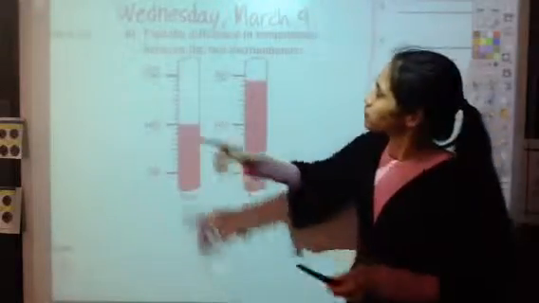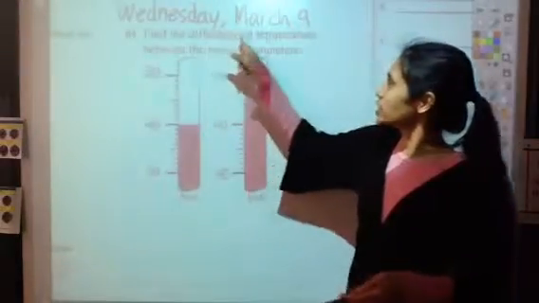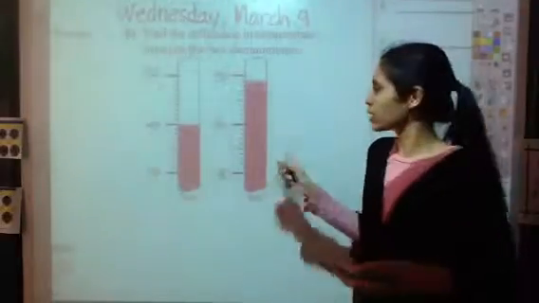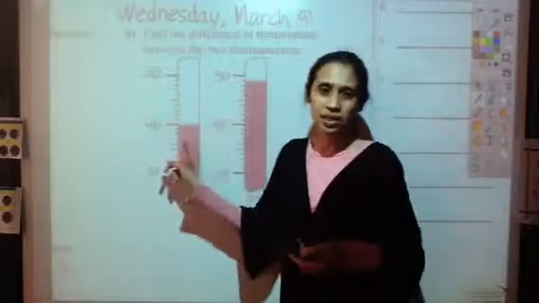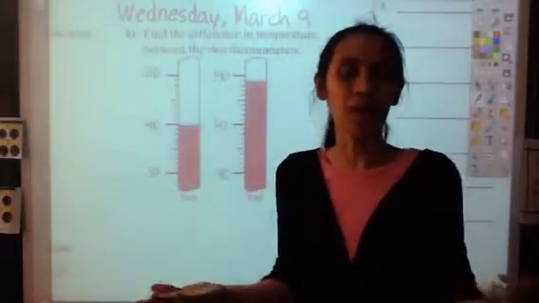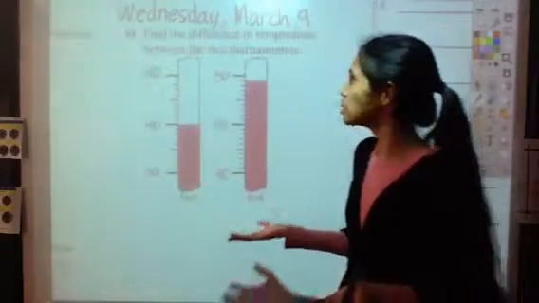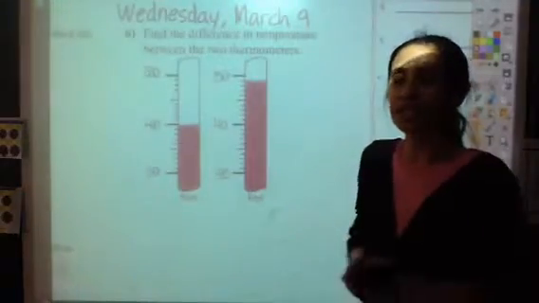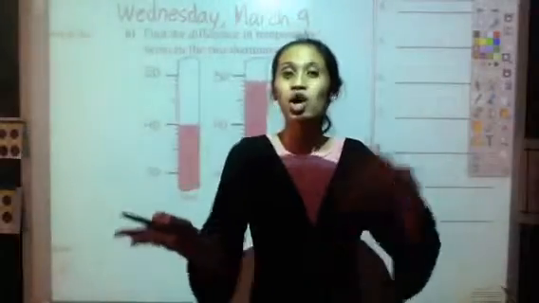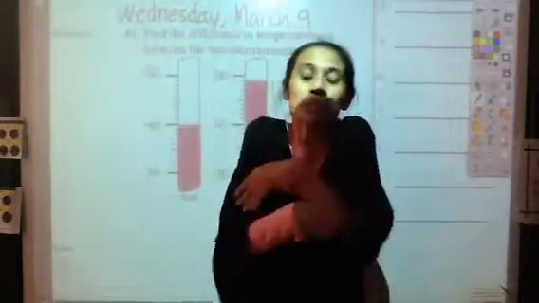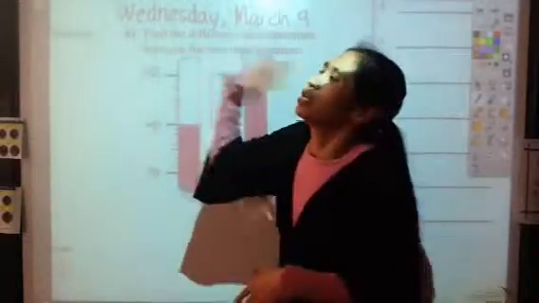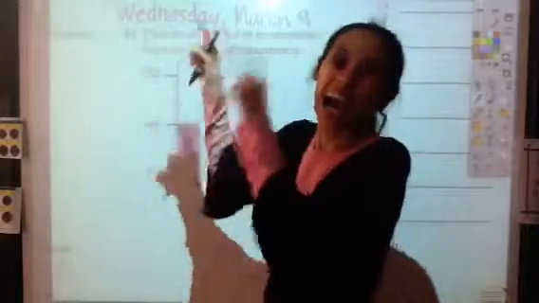Let's read that together. It says, find the difference in temperatures between the two thermometers, okay? So what kind of tool is this? It's a science tool and a math tool. It's a what? Thermometer. And what do thermometers measure? They measure the temperature. And what does temperature mean? That means how hot or how cold it is. Like, ooh, it's so cold. It must be a low temperature when it's cold. And when it's so hot, that means it's a high temperature.